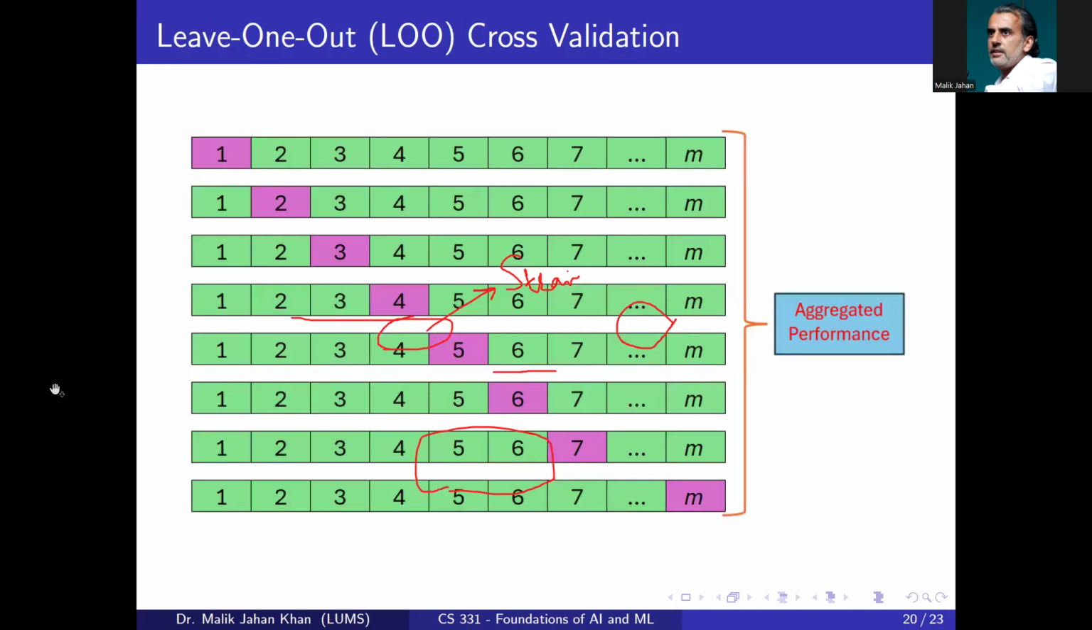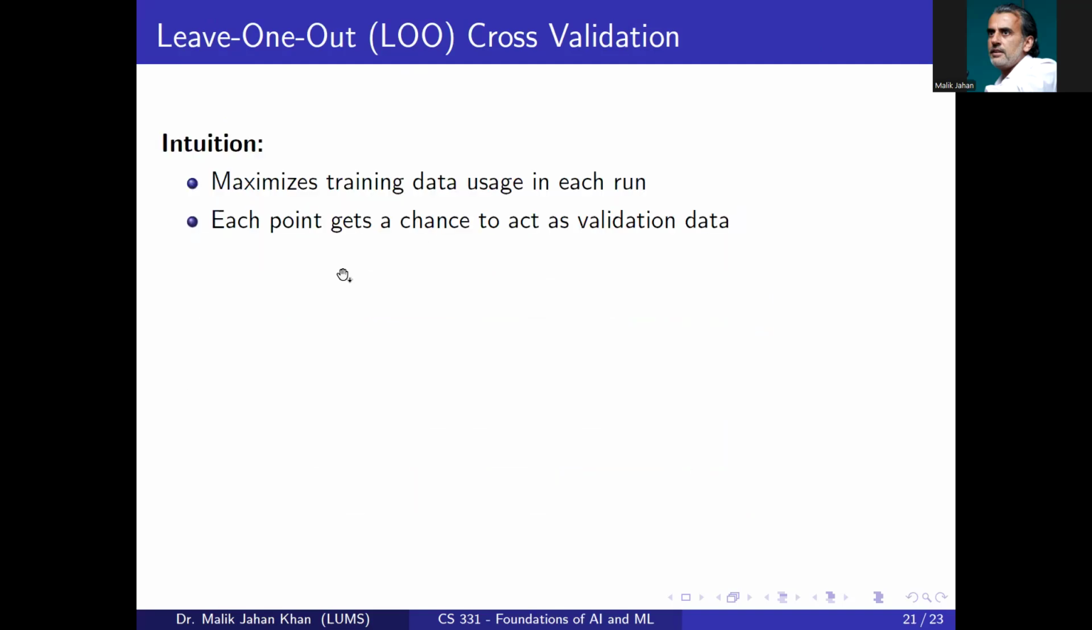So if we have a look at this from the visual perspective, we had complete data of M examples. We pick the first example as our S dev, and the remaining examples are fed in for training purposes. And we repeat this process for every example. So M times this entire process is repeated, and one aggregated performance is eventually reported. So this leave one out approach maximizes the training data used in each run.